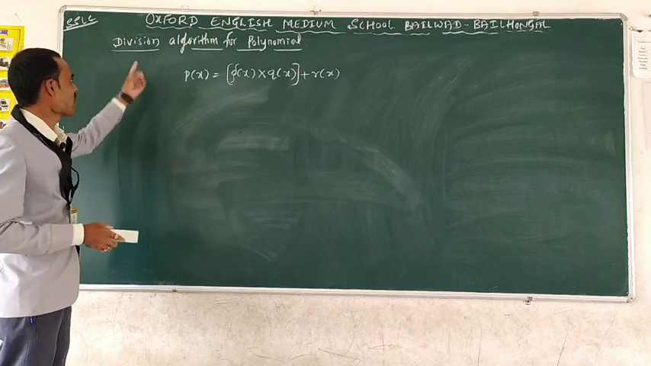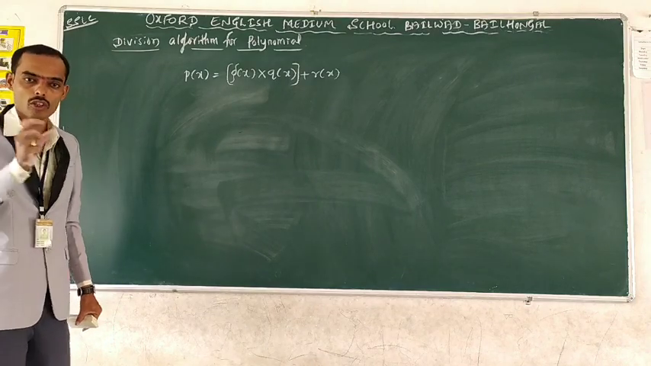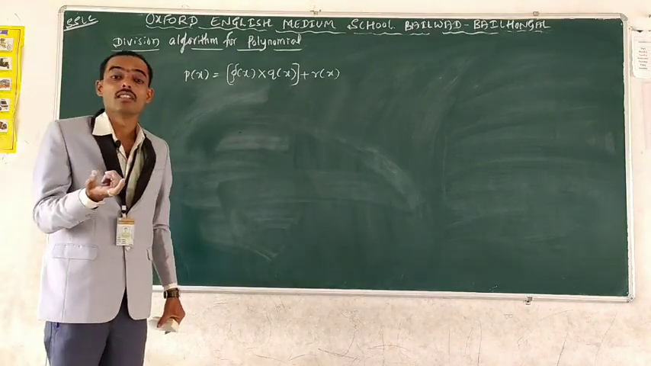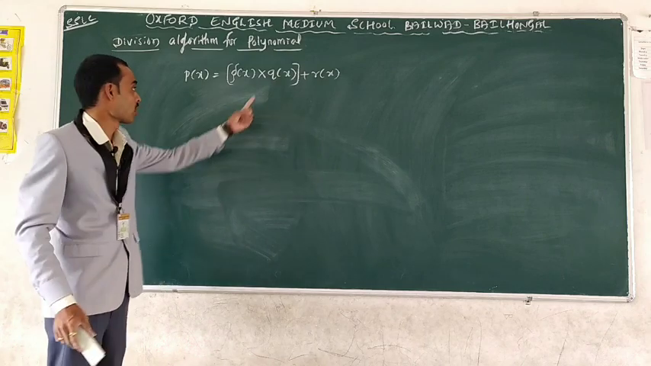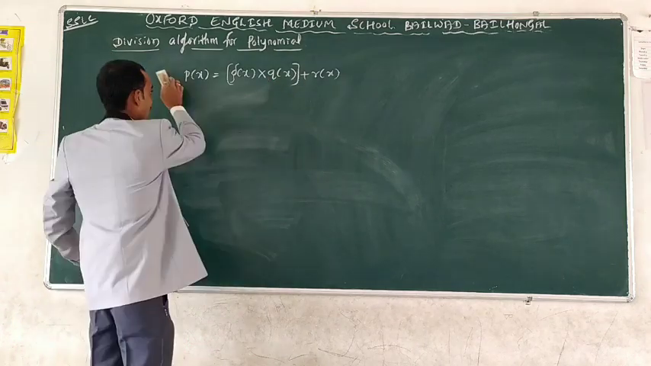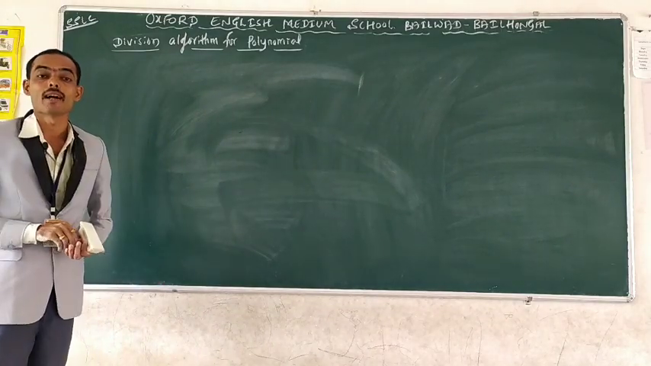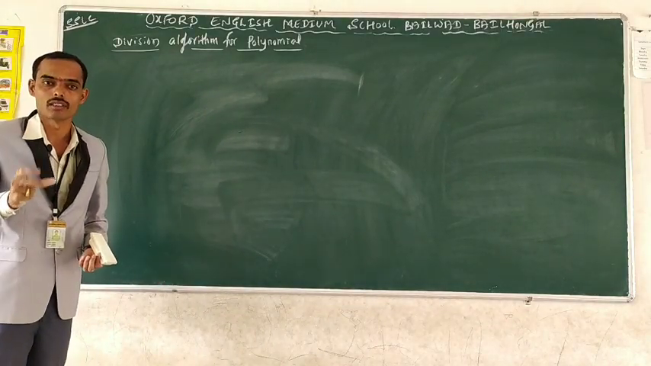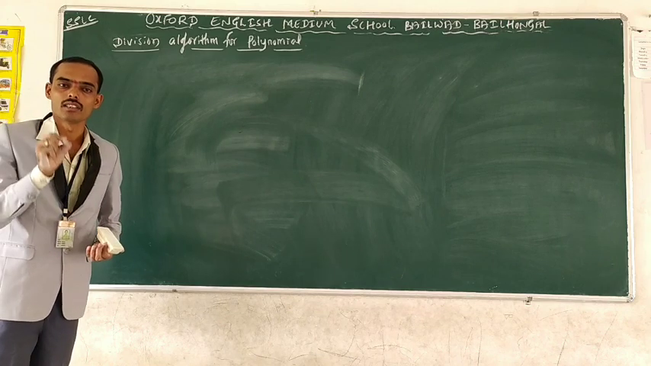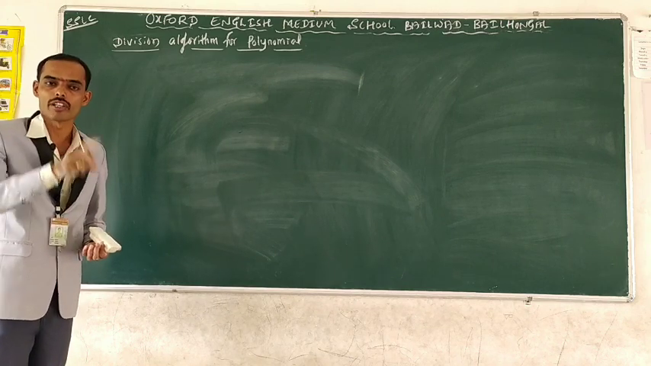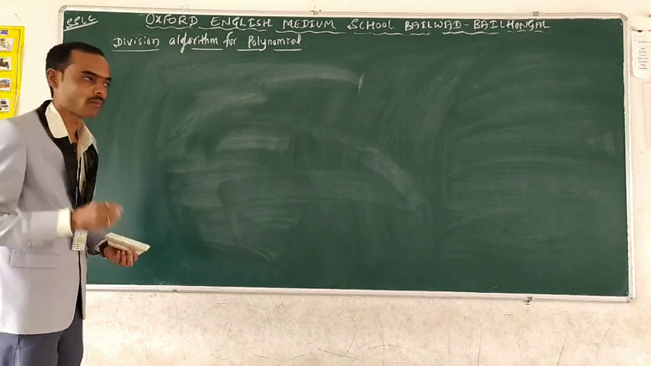In this case, we have to learn the long division method. They have given p of x and g of x, and we have to find q of x and r of x by the long division method. How do we find the quotient and remainder by the long division method? I will take only one example. Let us see very carefully how to solve it.